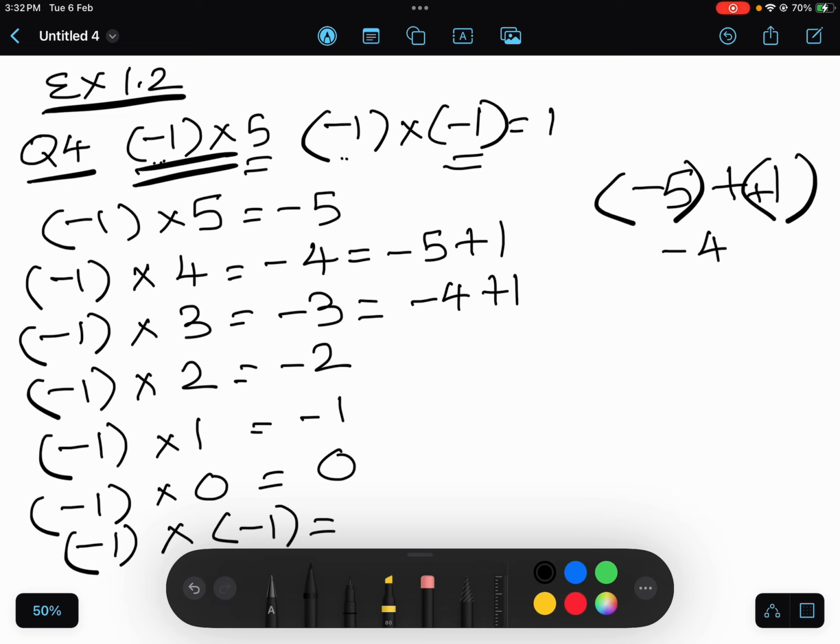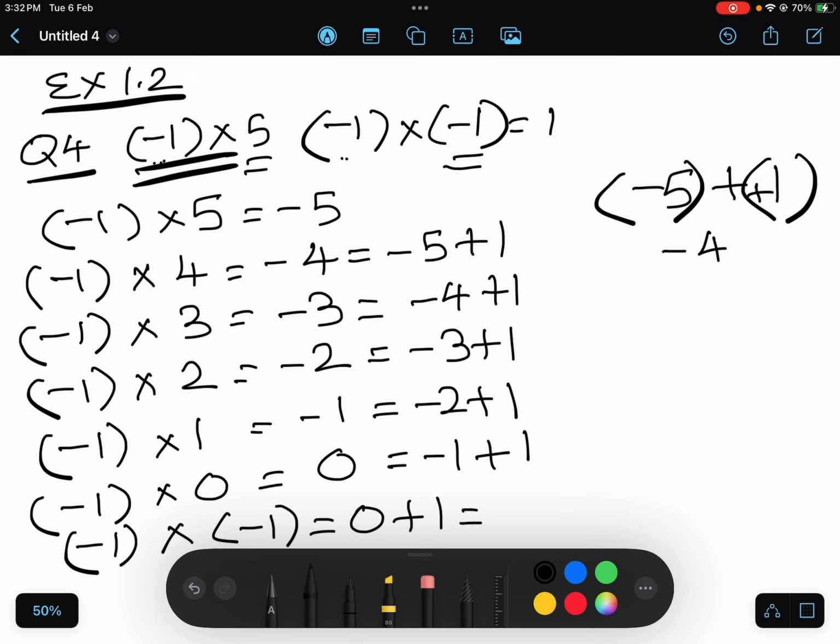You see that the answer in the previous step, when it is added by 1, that is the answer in the present step. So -2 is -3 plus 1. -1 is -2 plus 1. 0 is -1 plus 1. Now we have come to the step. So here how can we get the answer? 0 plus 1, that will be the answer. It is 1. So by a pattern we found out -1 into -1 is 1.